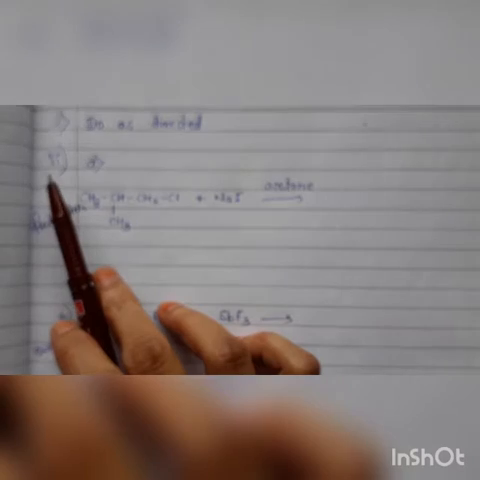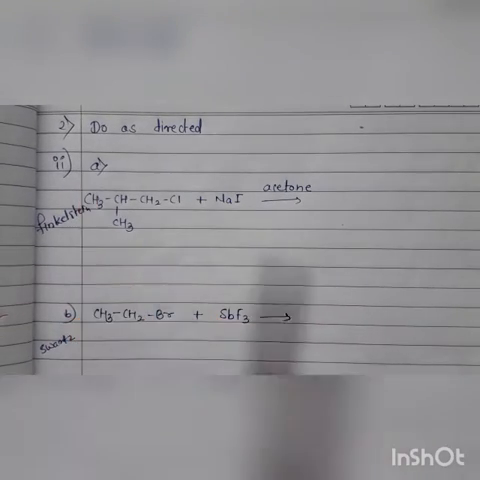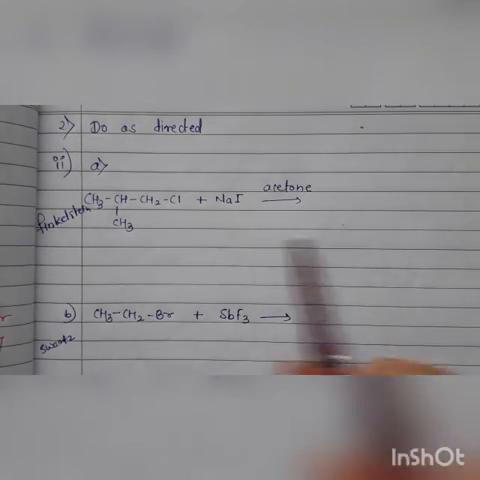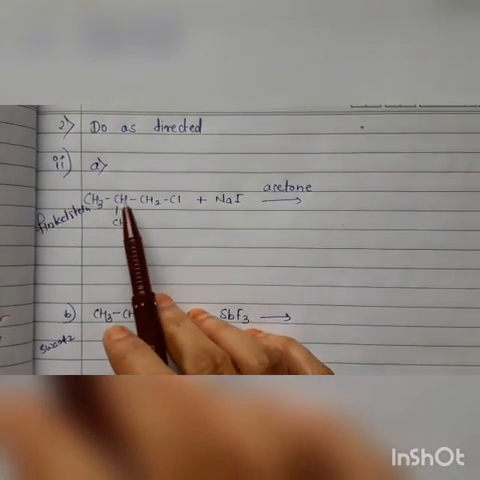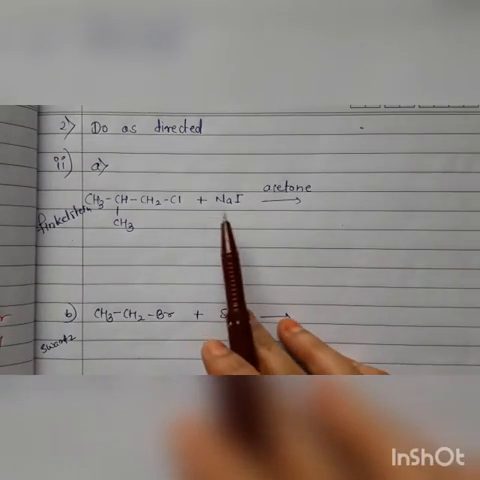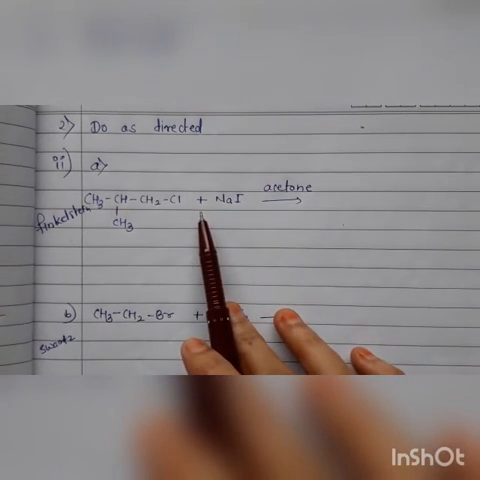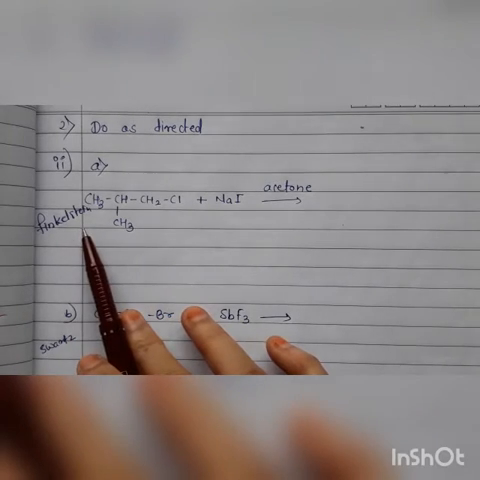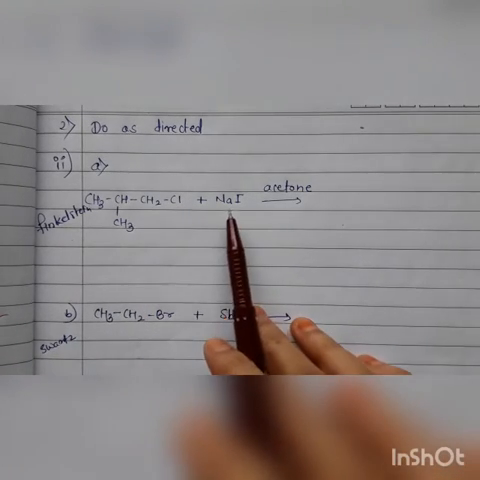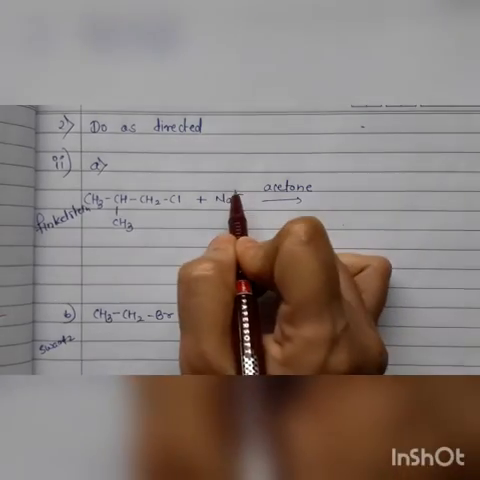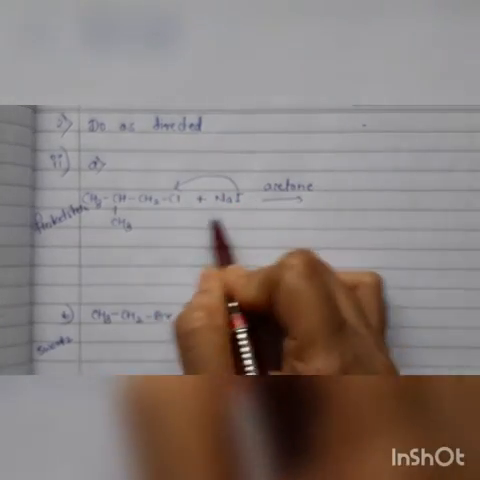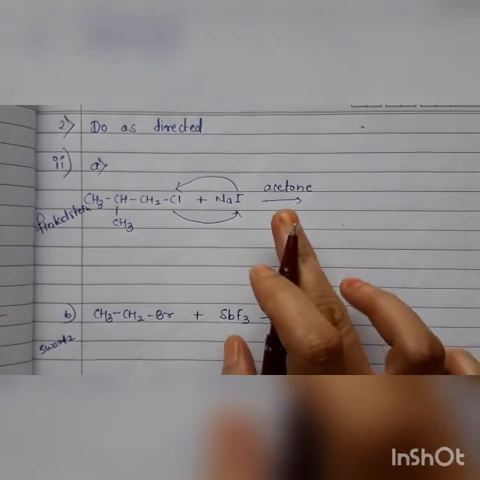Question number 2, do as directed. Okay, in that some reactions are given. You have to write the major product and you have to write the IUPAC name of that major product. Now see, first one given is CH3 CH CH3 CH2 Cl plus NaI, sodium iodide. Do you remember which reaction is this? This is reaction of halogen exchange, Finkelstein reaction. Where alkyl chlorides are treated with sodium iodide and exchange of halogen will take place. Chlorine will be replaced by iodine in presence of acetone.